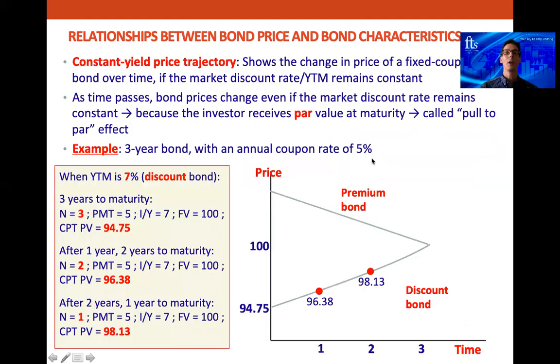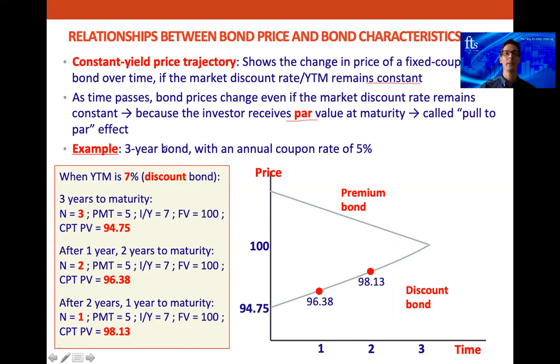Right. Now, the last relationship we need to know is this thing called the constant yield price trajectory. This shows the change in the price of a fixed coupon bond over time if the market discount rate, or the yield to maturity, remains constant. So we'll see now in the example how this works. As time passes, the bond price is going to change, even if market discount rates don't change. Why? Because we know what the investor gets. They get par value at maturity, and this is called the pull to par effect.